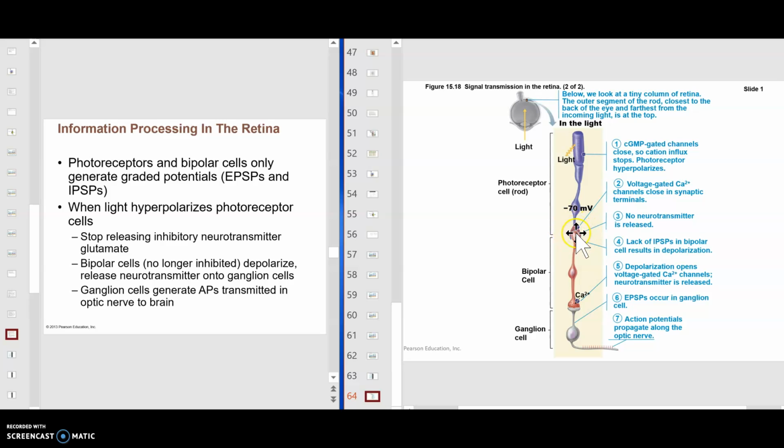When the glutamate is not released, then that allows this to now do an EPSP, excitatory postsynaptic. When that occurs, then calcium can come in here and cause release of neurotransmitter on the ganglion cell. And once that occurs, then action potentials can carry this into the brain. So this would be the light reaction. When the light hyperpolarizes, you stop releasing the inhibitory glutamate, bipolar cells are no longer inhibited, and you get action potentials. But up to here, everything is graded. Here is all or none in the ganglion cell. Okay.